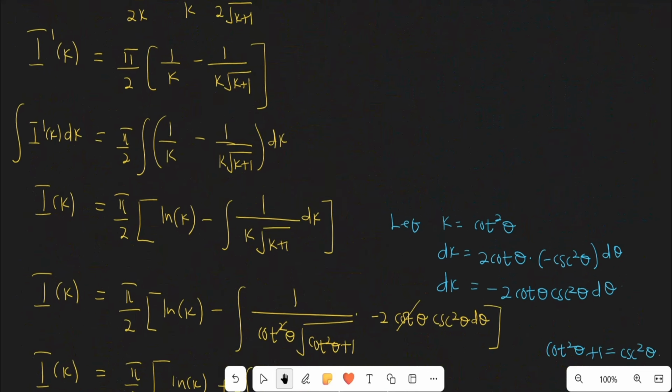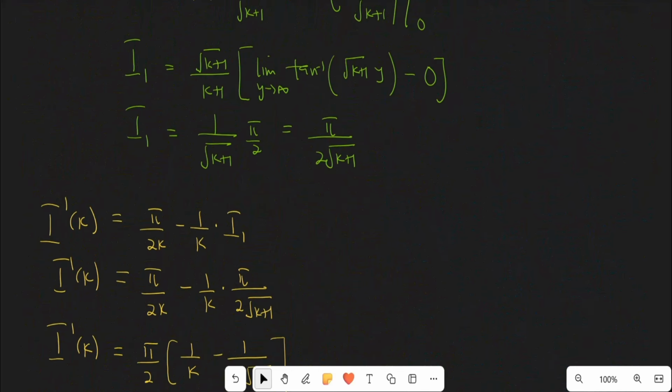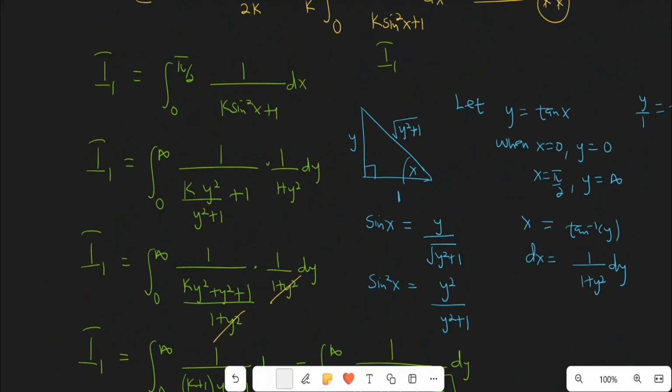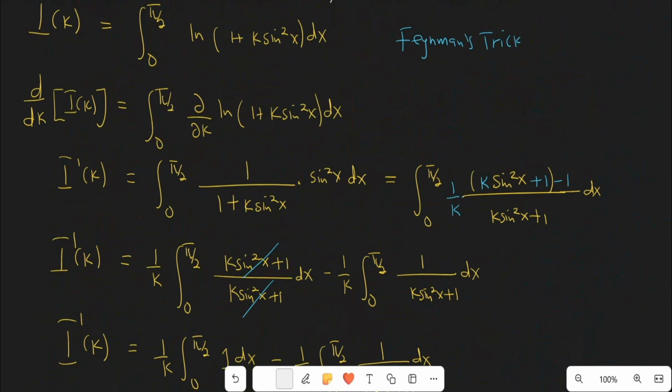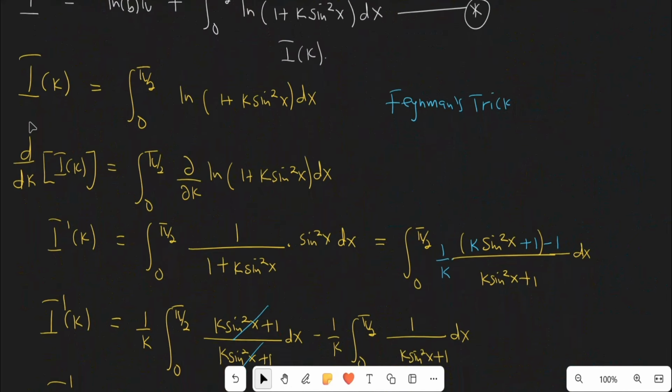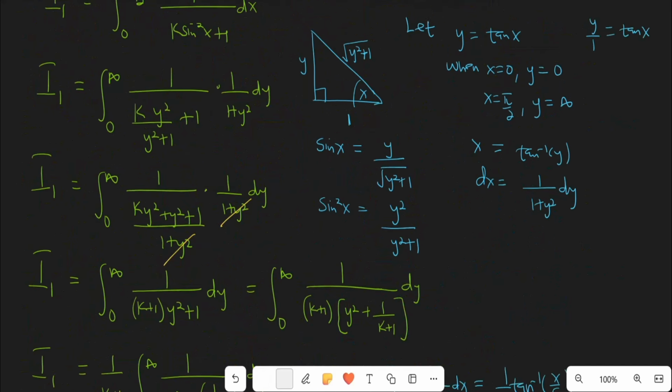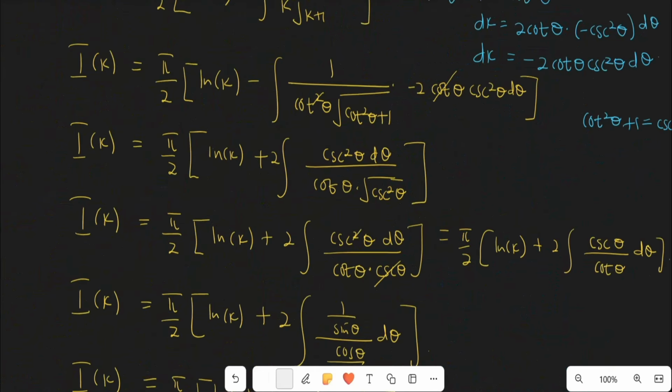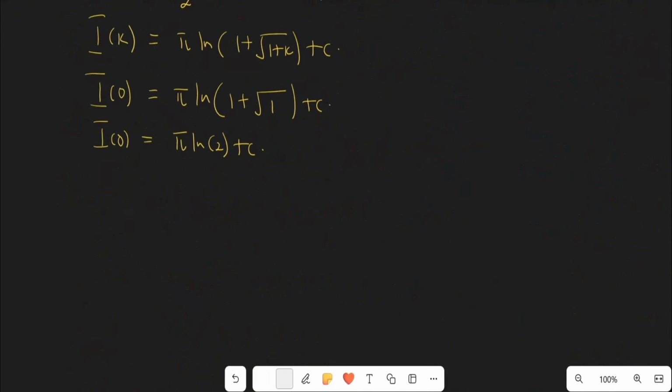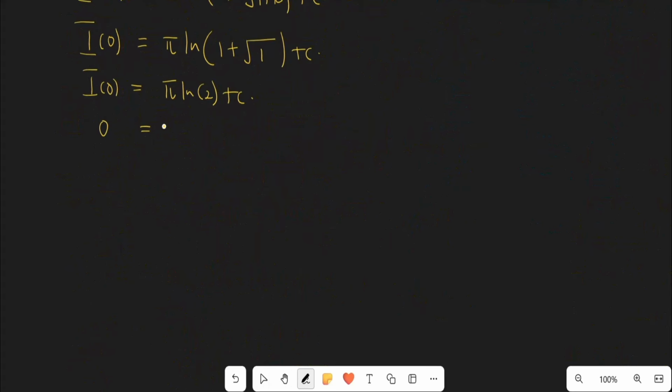So when we go to where we started working with I of k, this is I of k. So when we plug in k equal to 0 here, everything here goes to 0. Then you have the ln of 1, which is equal to 0. So I of 0 is equal to 0, right? So we just go down there and replace I of 0 with 0. All right. So I of 0 is 0, which is equal to pi times the ln of 2 plus c.